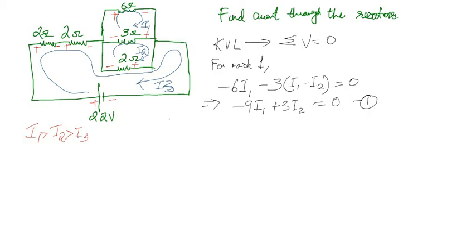Now I can look at the second mesh. So for mesh 2, again it is a combination of 3 ohm and 2 ohm.